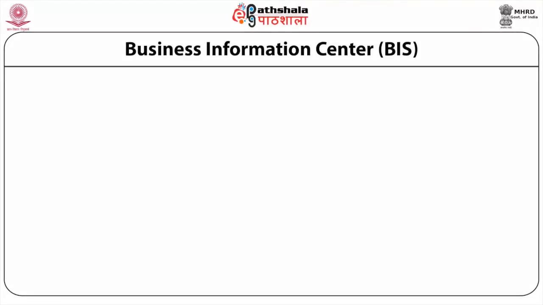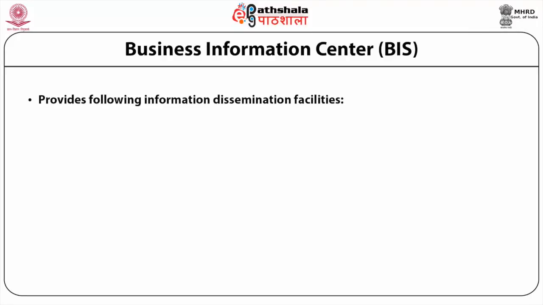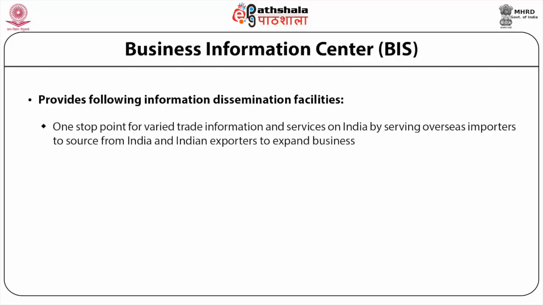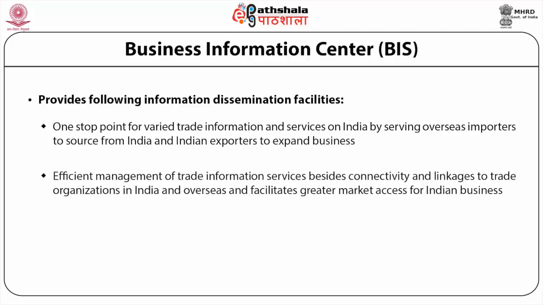The Business Information Center of India Trade Promotion Organization provides the following information dissemination facilities. That is, a one-stop point for varied trade information and services in India by serving overseas importers to source from India and Indian exporters to expand business. Efficient management of trade information services, besides connectivity and linkages to trade organizations in India and overseas, and facilitating greater market access for Indian business.